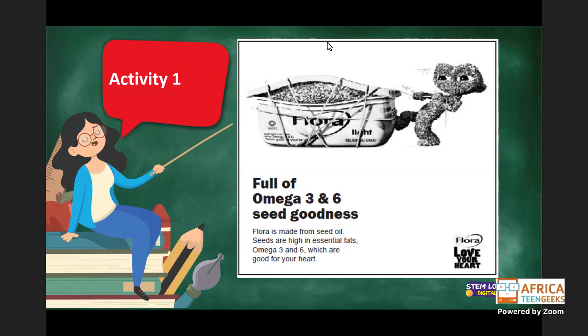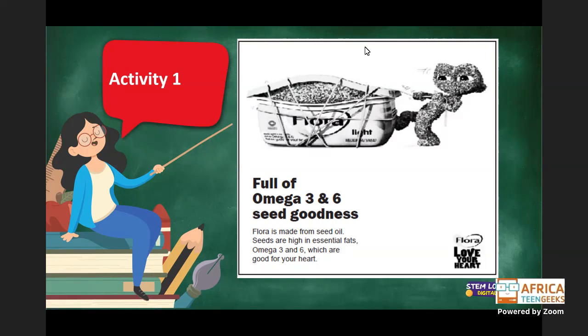So when you look at this picture, what comes to your mind? What are you attracted by, for example? So what associations can you make? Okay, butter. First thing that comes to mind, of course. Okay, thank you, Rivka and Lesedi. Says Flora makes you big and strong. Okay, so we've got that.